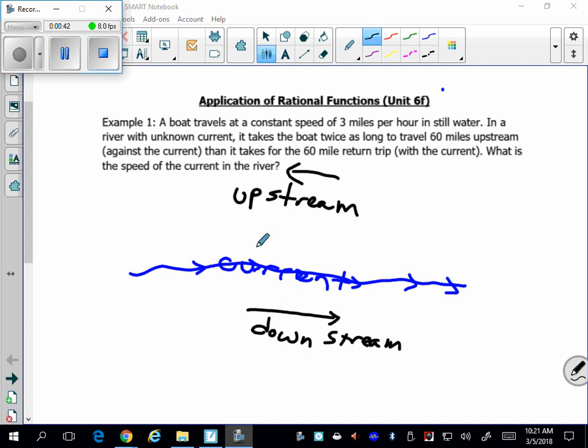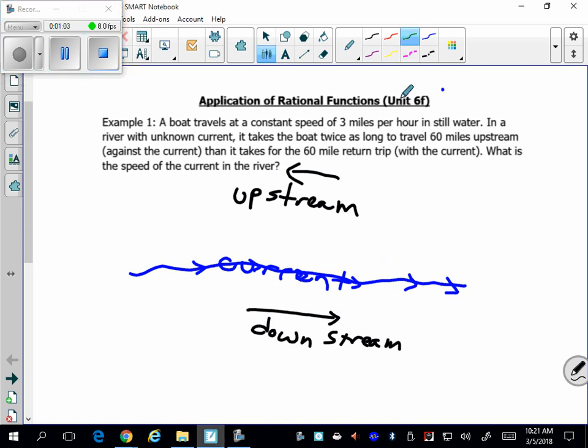So just a quick picture, nothing fancy, obviously. I just have the water here. This is a river, and the little arrows mean the current goes from left to right. So upstream means the boat is going from right to left, so it's going to go against the current. And downstream is the boat is going to go with the current.